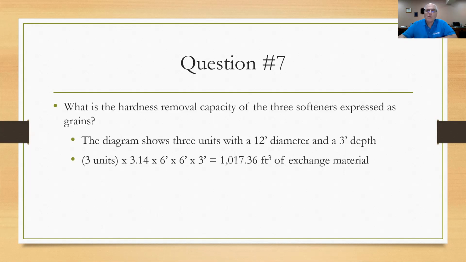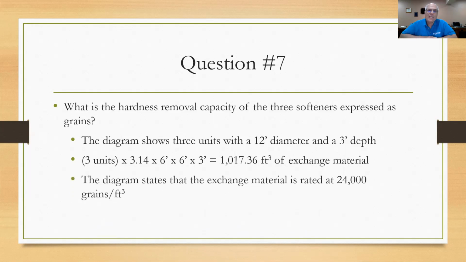Well, now I got to figure out what the capacity is of each of those cubic feet. If I look at the diagram again, I see that the exchange material is rated at 24,000 grains per cubic foot. I think they probably make resin today that's a little bit more powerful than that, but back in the day, 24,000 grains per cubic foot was pretty good. So each cubic foot of material I have will remove 24,000 grains before I go to exhaustion.